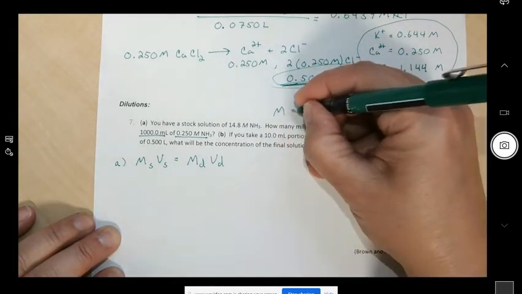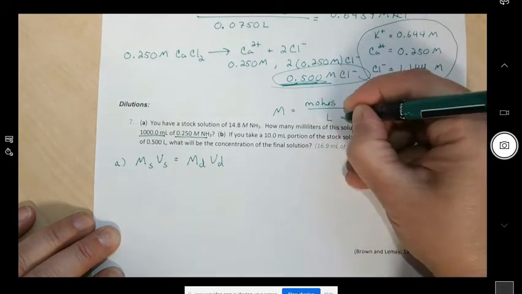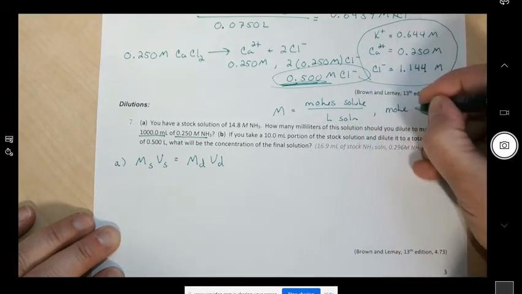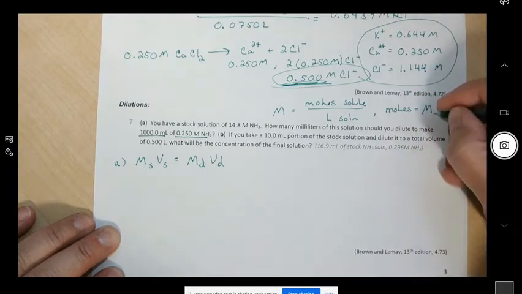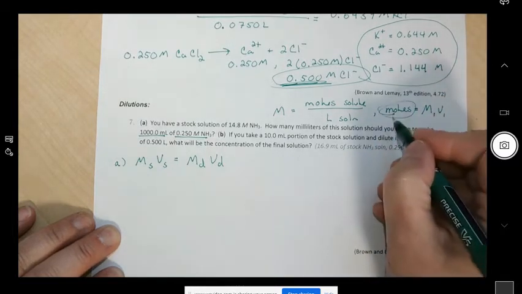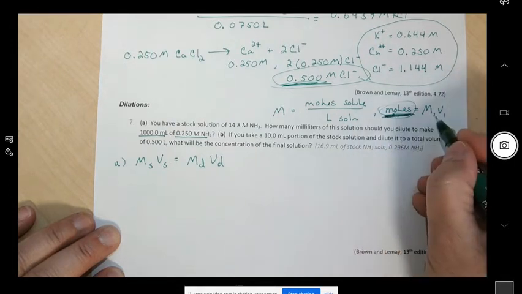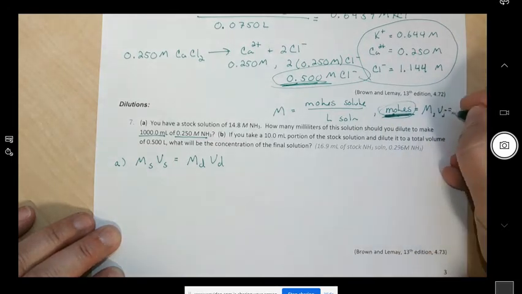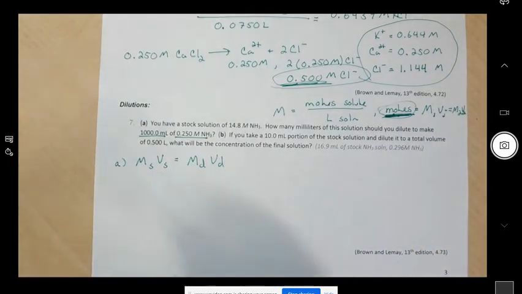Since molarity is moles of solute per liter of solution, I'm going to rearrange this. And so I'm going to get moles equals molarity times volume. I'm just going to do M1V1. If moles is the same in situation 1 as it is in situation 2, then M1V1 is going to be equal to M2V2. Boy, I'm running out of room there. Okay, so that's how this actually works.